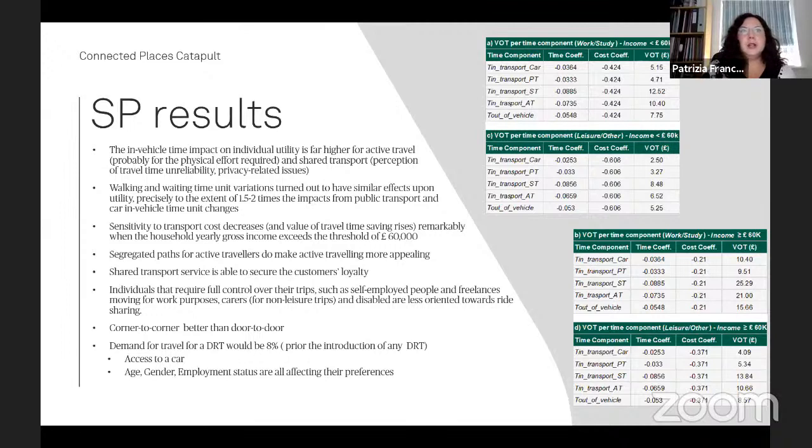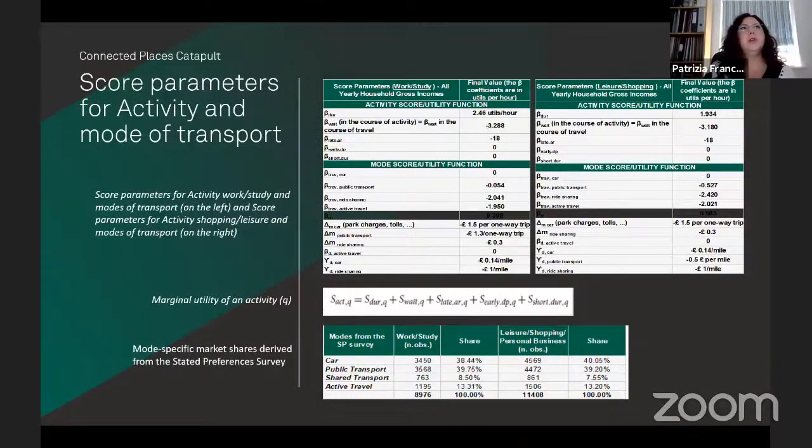So as an initial uptake of the demand responsive transport in Tyne and Wear, from the stated preference survey, we found that 8% will be the introduction of initial demand for the DRT. And also, we have been considering access to a car. If a car is available, there was a question around that, they're also less keen to use shared mobility. So shared mobility is something that is included on top of what they currently have and their habits as well.